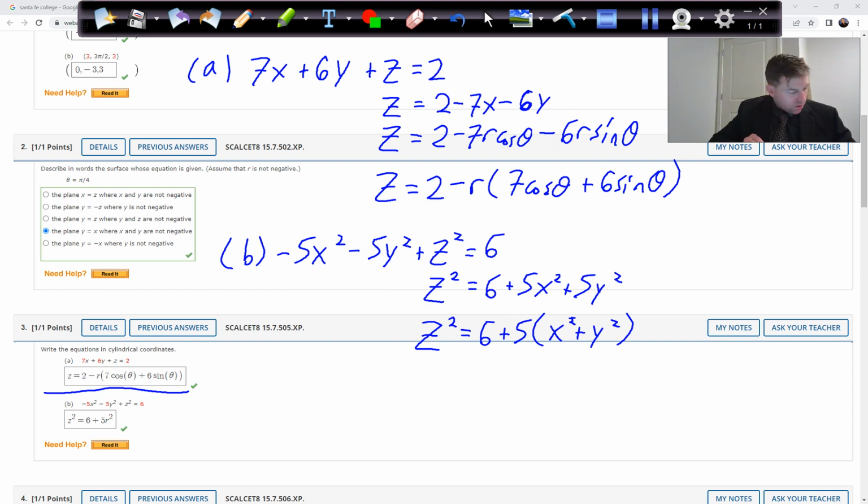And we're going to have z squared equals 6 plus 5 r squared. So all of this is just r squared, and we can just write it like that. Z squared equals 6 plus 5r squared. Okay, so that's problem 3.